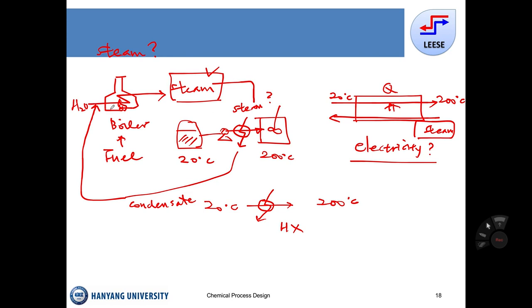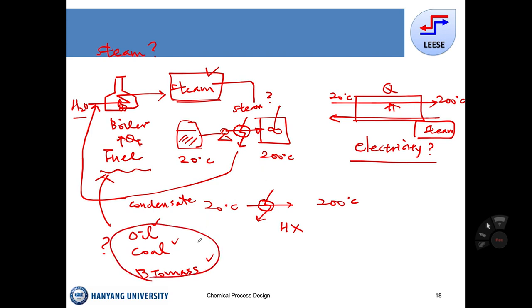So we can illustrate with this reactor for the preheating using the steam. Steam is produced from the boiler. So in the boiler, we burn the fuel. What kind of fuel can we use? We can burn oil, coal, or biomass, whatever. We can use different types of fuel in order to produce steam from the water. The function of the boiler is to get the heat from the combustion of the fuel and turn water into steam. In terms of producing steam, it is the same. We need a certain amount of Q from fuel, but we may use different types of fuel for production of the steam.